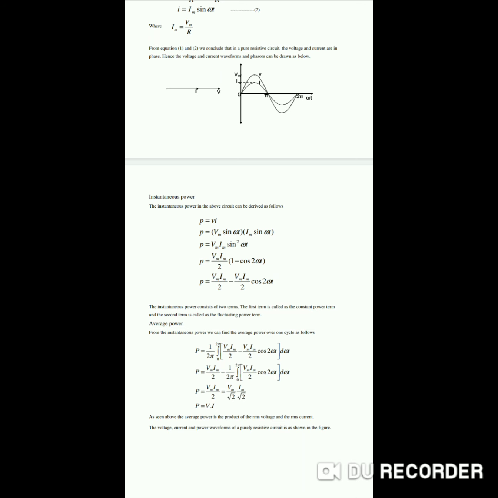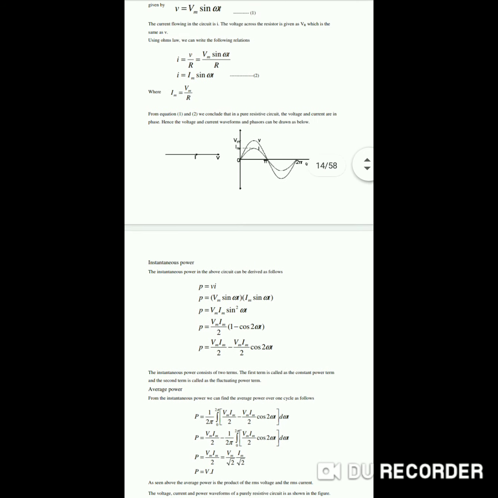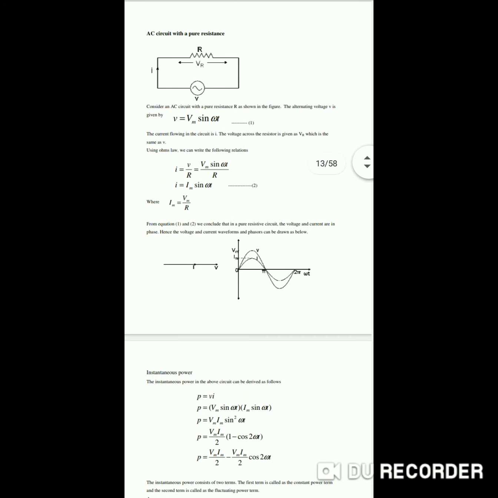It says that voltage and current are in phase. If you see the waveform here, you can see Vm and Im are in phase and the power is also in the positive quadrant. So this is all about the pure resistance.